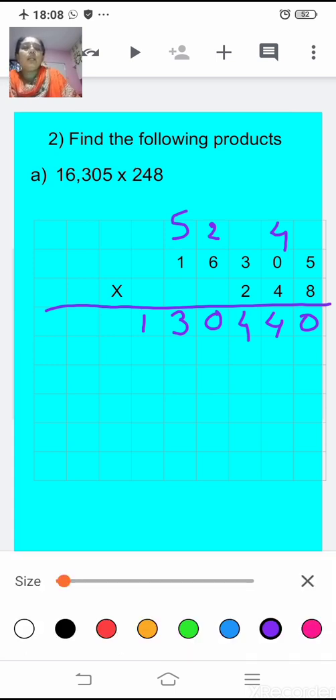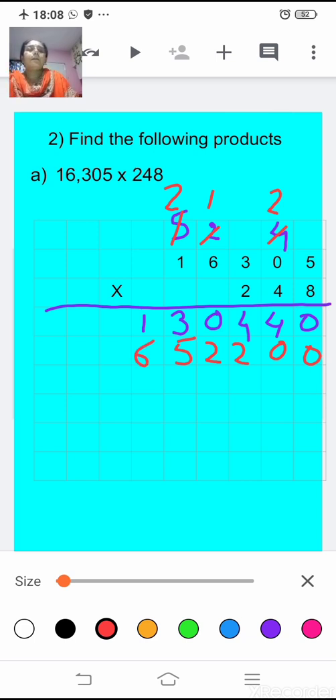Coming to the number in the tens place, which is 4. So what will you do? In the ones place you will put a 0. 4 5s are 20. You are finished with this. 2 here. Again 4 into 0 is 0 plus 2, 2. 4 3s are 12. 1 carry over here. 4 6s are 24 plus 1, 25. So 2 to be carried over here. 4 1s are 4 plus 2, that is 6.